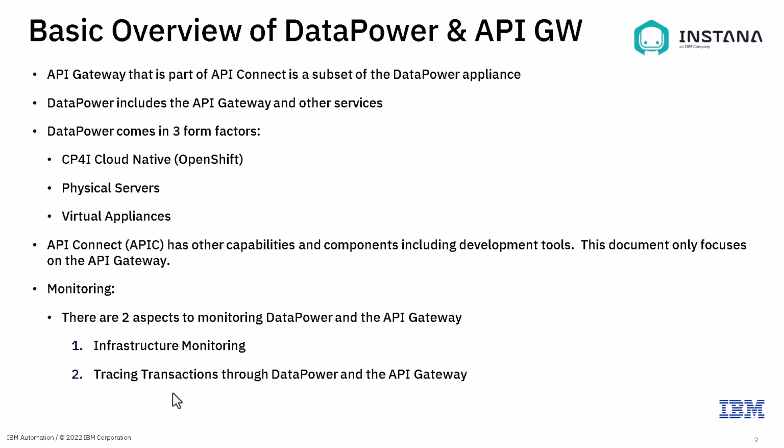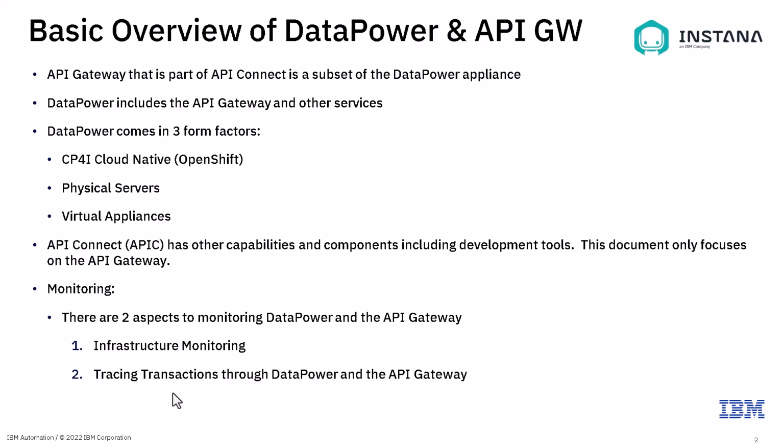When it comes to DataPower, there's three different form factors. There's the cloud-native OpenShift-based Cloud Pak for integration. There are physical servers and there are virtual appliances. The physical servers, virtual appliances, the configuration will be identical. For the cloud-native, there are small differences and we'll walk through those. Now, it's important to understand that API Connect has other capabilities besides the API gateway, and those are well documented within the Instana docs. This particular video is not going to cover those.